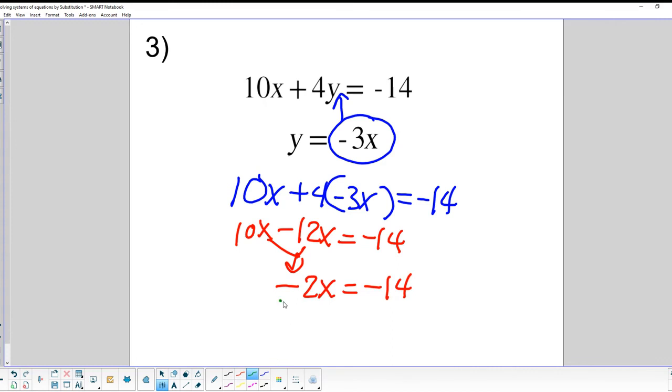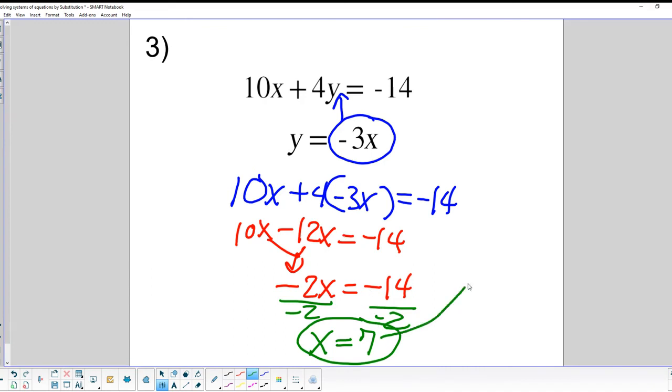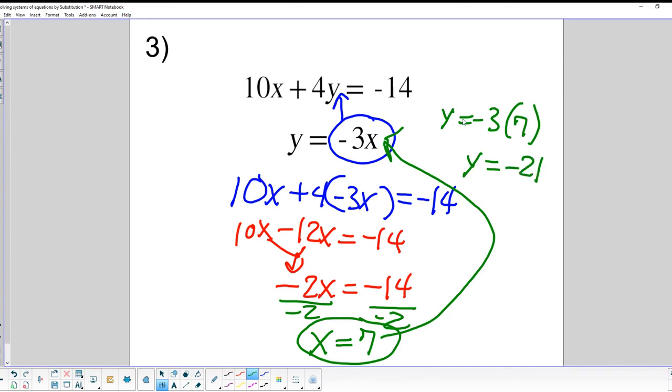So now we'll divide both sides by negative 2. And that would give us x equals positive 7. So we're half done. We'll take that 7 back up to the equation we used for our substitution and plug in the number 7 for x. So we will end up with y equals negative 3 times 7, or y equals negative 21. So there's our two numbers for our final solution of (7, negative 21).